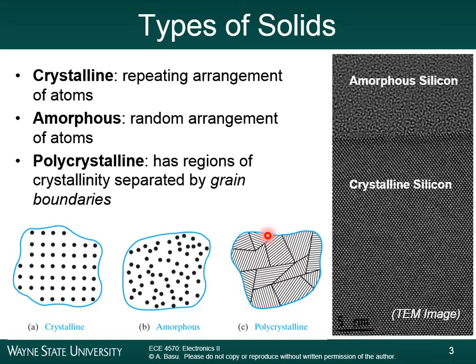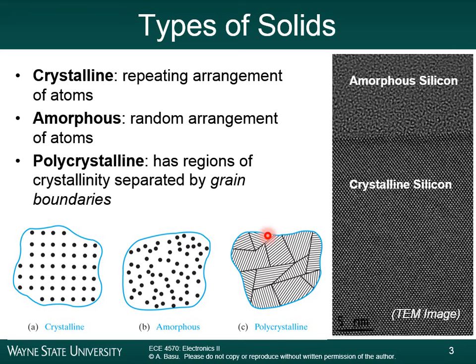Wouldn't most metals fall into that category? Polycrystalline? The question is, would most metals fall into the polycrystalline category? Not necessarily. If you're talking about metals like gold and steel, those are not polycrystalline materials. They're more amorphous materials. An example of a polycrystalline material is something like silicon. Silicon can behave as a conductor in some cases, and it can behave as an insulator in others. But we'll get into that.